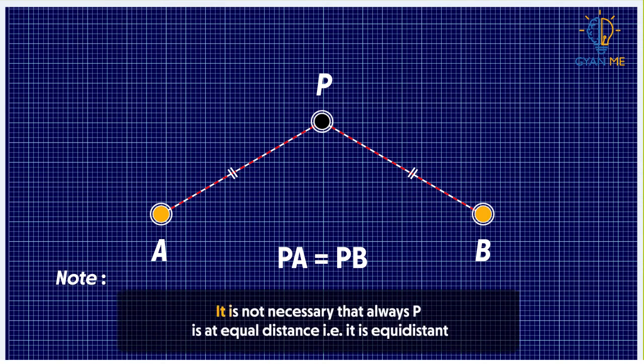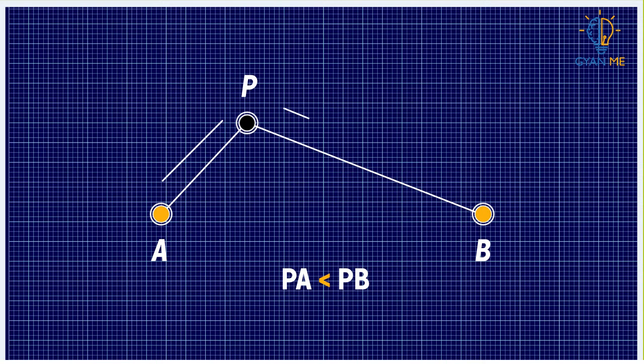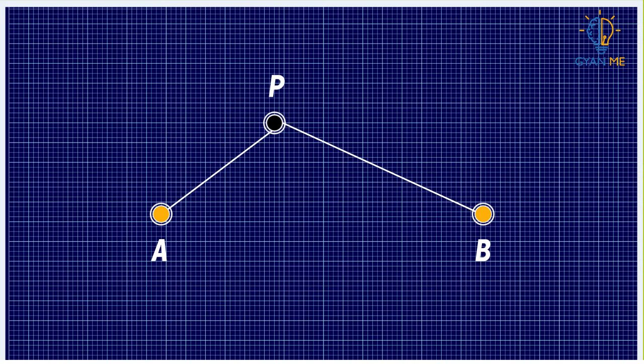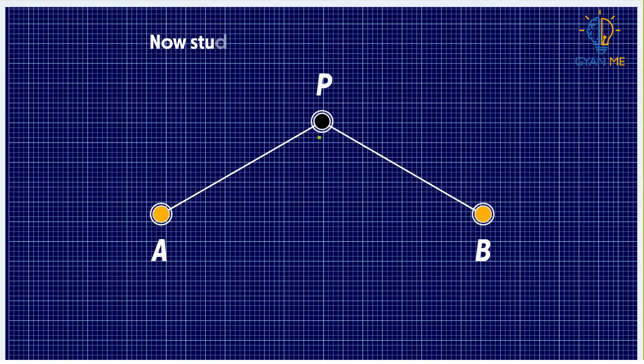Students, note that it is not necessary that P is always at equal distance. That is, it is equidistant. Sometimes it can be near to A. In this case, PA is smaller than PB. And sometimes it can be near to B. In this case, PA is greater than PB. Now students, is point P in line with A and B? As you can observe, it is not in the same line.